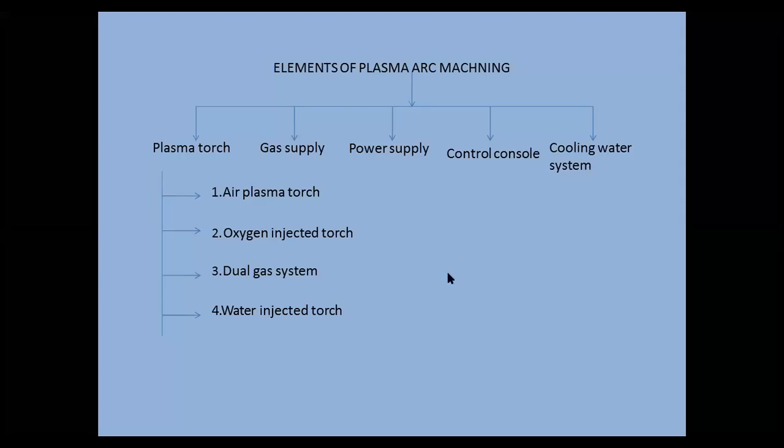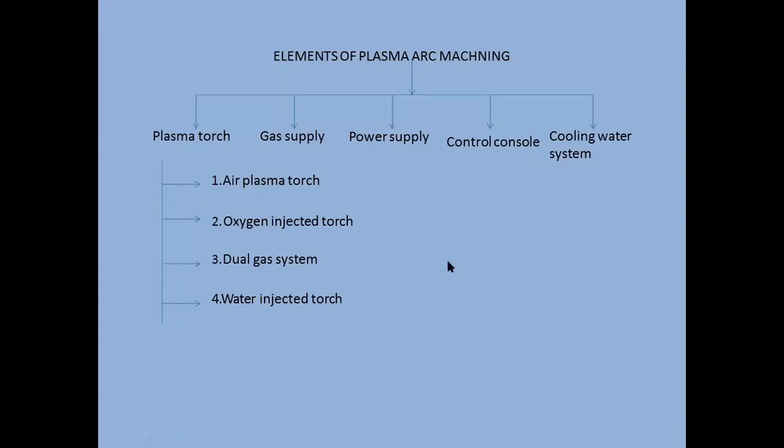In the last class, we saw the working principle and elements of plasma arc machine. We'll see again what the elements of plasma arc machine are, nothing but constructional features. What are the main important mechanisms of plasma arc machine? First one, plasma torch. What is its function?